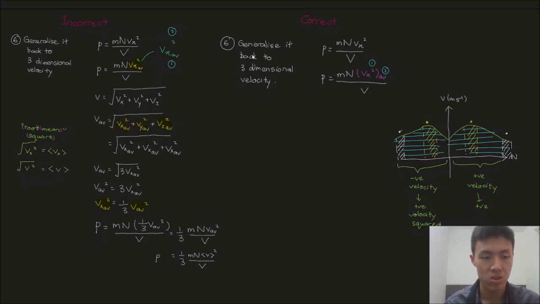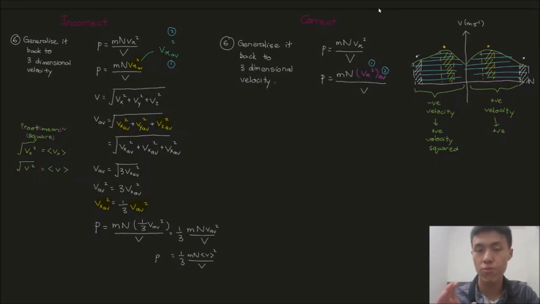So let's continue. What we are going to do now is change the velocity in the x direction. We want to generalize it into the actual velocity that we have. Of course, we will still use the average approach, just that we want to change it from the x component to a combination of x, y, and z, the generalized velocity. So we need to see how we can relate this term here, Vx square average, to v square average.